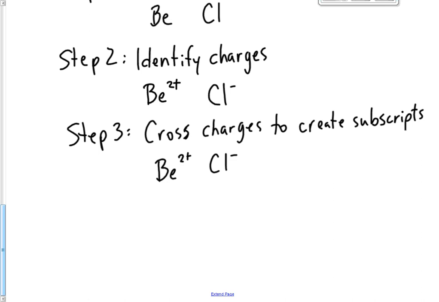All right, these charges right here are going to become the subscripts. So you're going to move this over down here. You're going to move this -1 over here. All right, and once you've done this, just one little thing, the signs don't matter. So the fact that this is a +2 right there doesn't make any difference. What we're interested in is the fact that it's a 2.